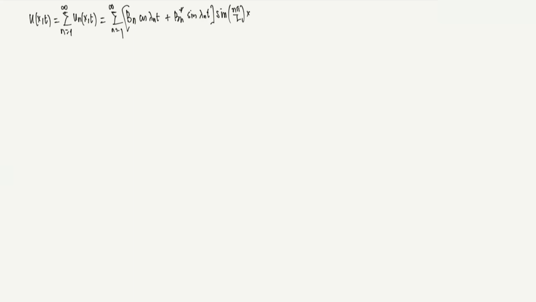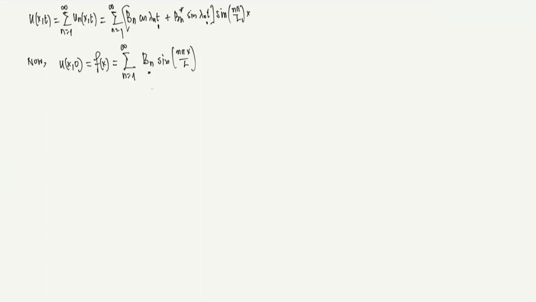times x. Now we know the initial condition, if you remember: u of x,0 is equal to f of x, that is given to us. If you put t equals 0 in here, sine of 0 is going to be 0, so that part is not there. We are only left with b_n, since cosine 0 is 1, and then sine of n pi x by l. This is what we have.